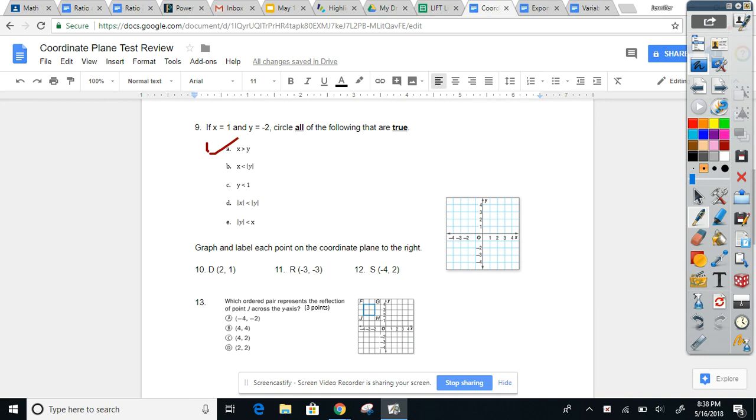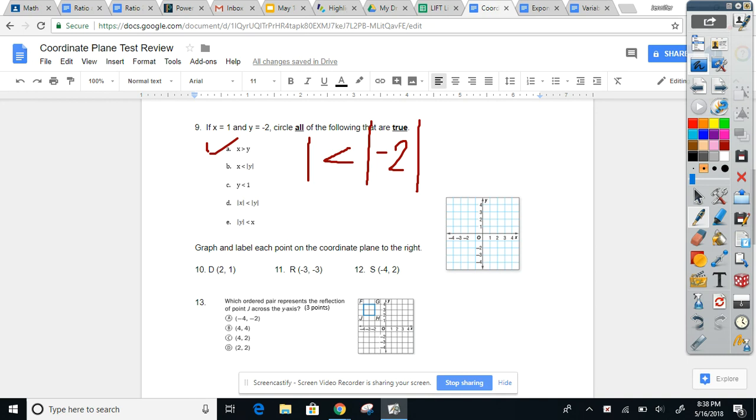Now let's look at B. X is 1, and it's saying is less than the absolute value of y, so the absolute value of -2. We should remember that absolute value is never negative because absolute value talks about distance. Distance tells me direction. So I can go to the right, left, forward or backward. But I do not lose distance, okay? So I'm not going to be negative.